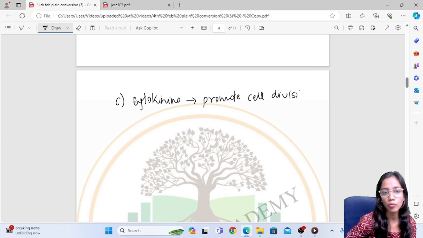So this hormone is naturally present in the parts of the plant which are always in a dividing form.